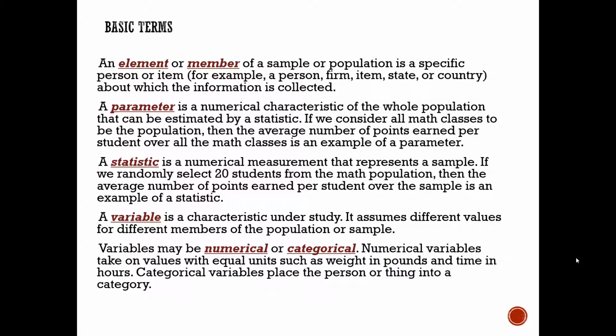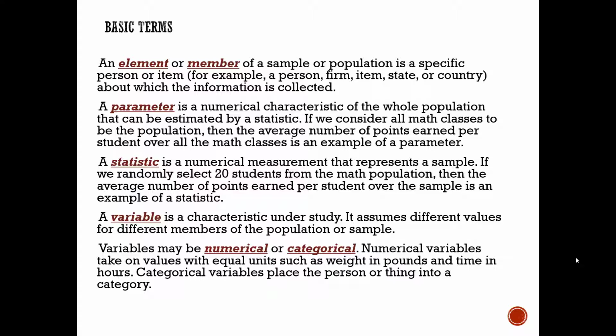A parameter is really a numerical characteristic. In other words, it's a number. And it's about the whole population. So when we talk about a parameter, it's really dealing with the population data. And we can use this to estimate. Now, if we consider all math classes to be the population, then the average number of points earned per student over all math classes would be a parameter because it was dealing with the data of the population.